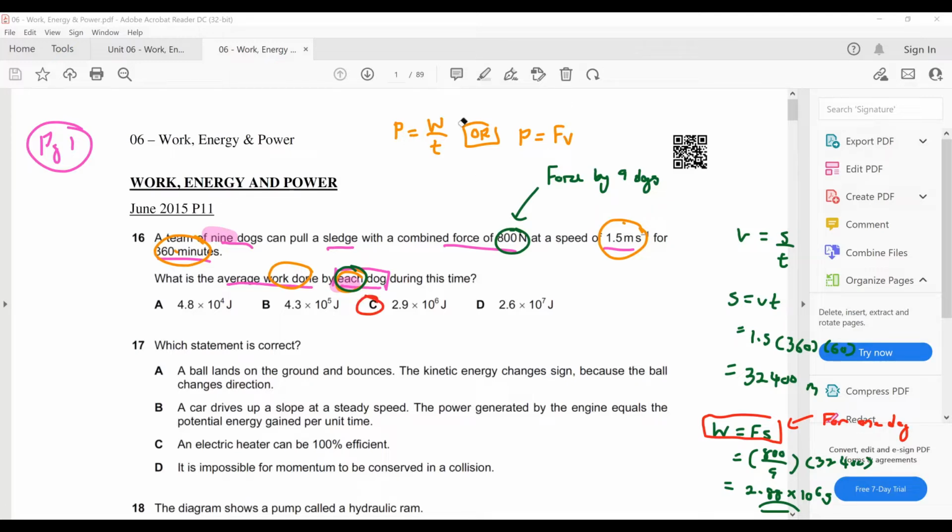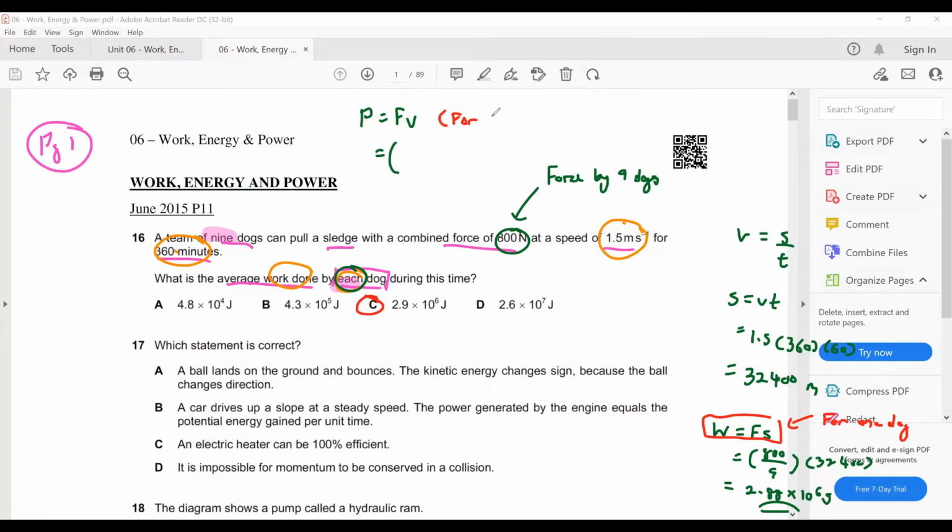Now, there's another way in which I can do this. This is another different way. If I say that power is equal to force times velocity, as I mentioned to you, the force of 800 Newton is for 9 dogs. All right, I only want to consider the case for one dog, right?